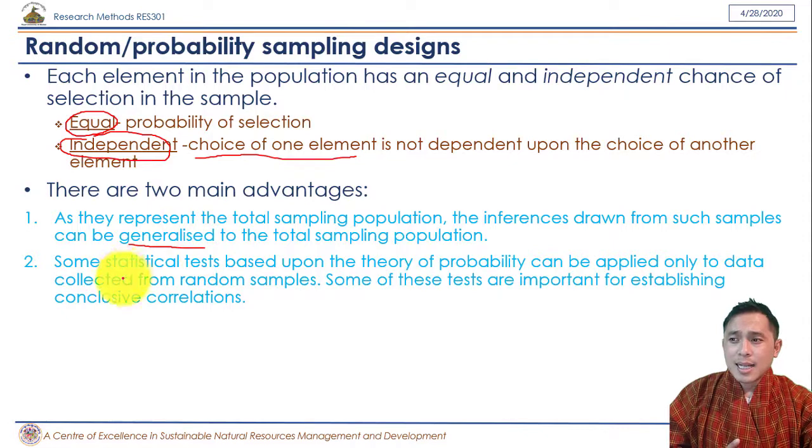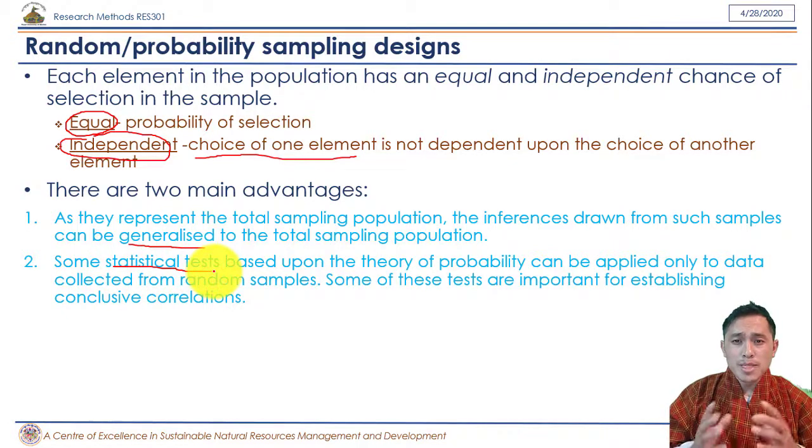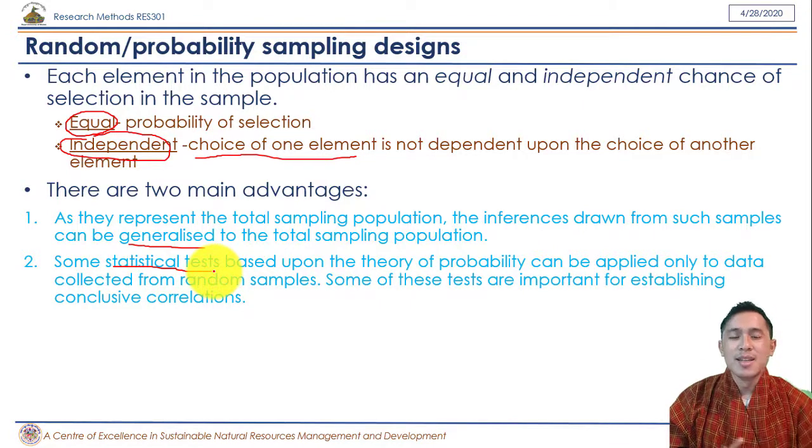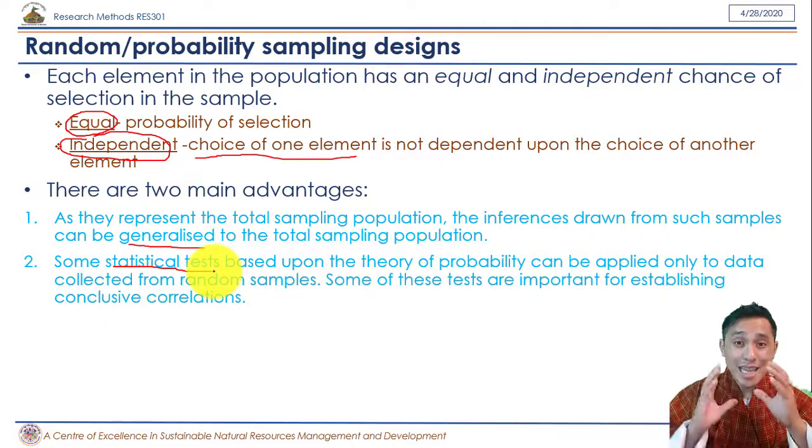Second is that the statistical tests, whatever statistical test that you are learning, most of the tests are based on p-value. If you just remember, that's probability value. And the significance p-values and all can be applied only if your samples have been chosen based on the principle of probability, that means the principle of random sampling. Those kinds of tests can be applied only and only if you have chosen the samples with random principles, equal and independent. So these are the two advantages that random sampling has.